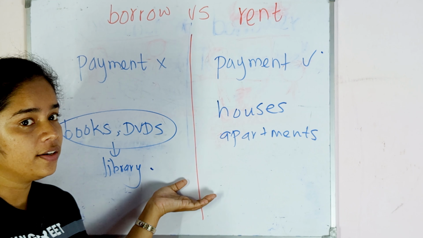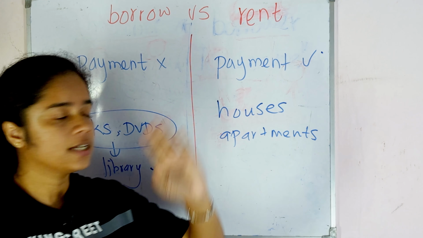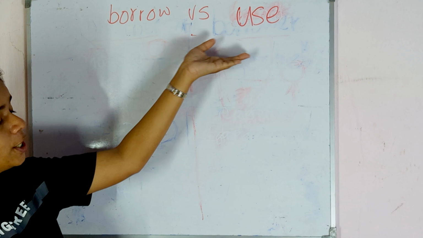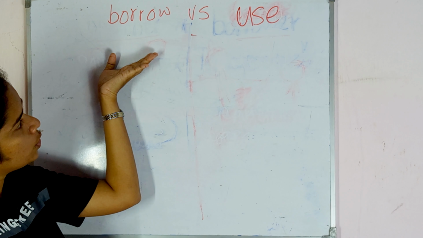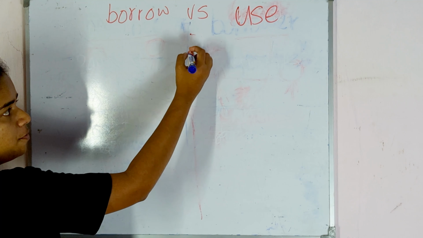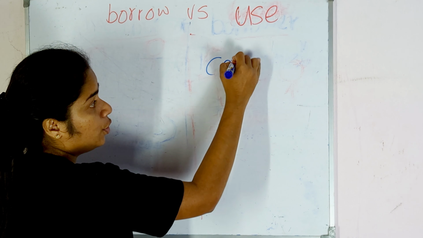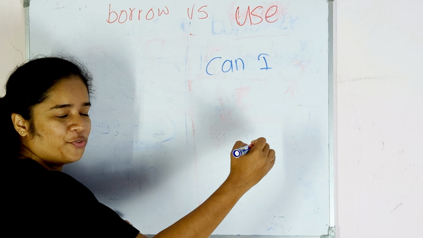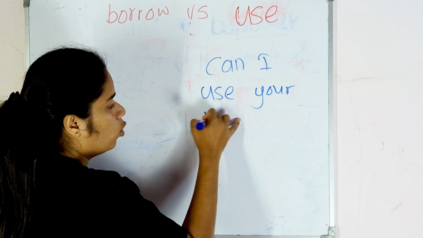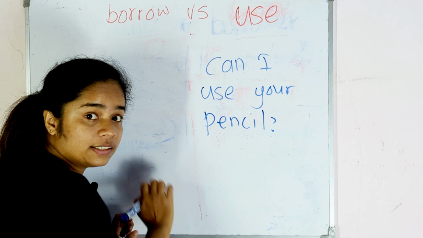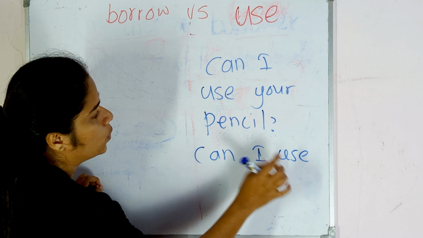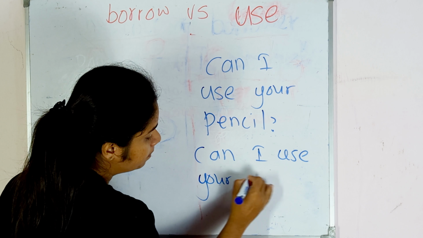So the fourth one we are going to use is the last part of our lesson. It's the word borrow versus use. So where do we use borrow? Definitely when you don't have a pen, you ask a friend, can I use your pen or maybe pencil? It's a simple thing, right? So can I use your vehicle, your car?